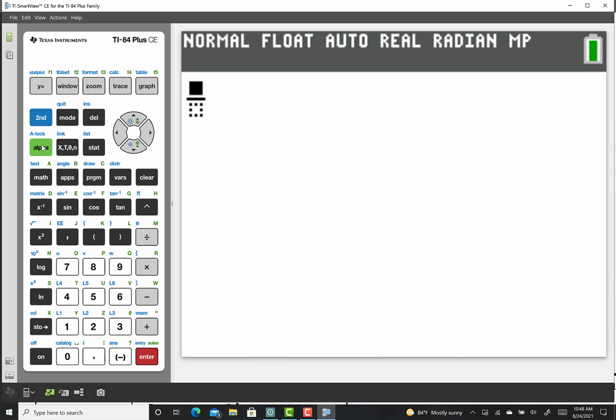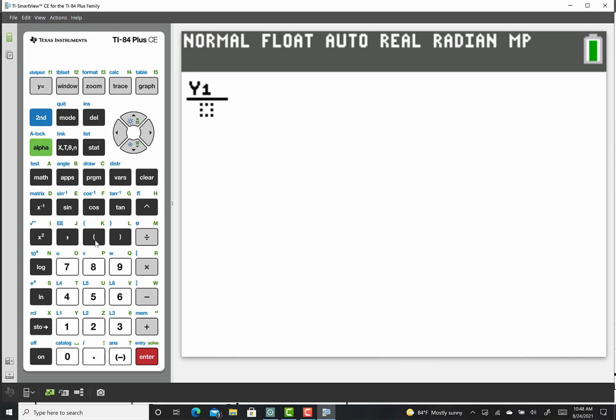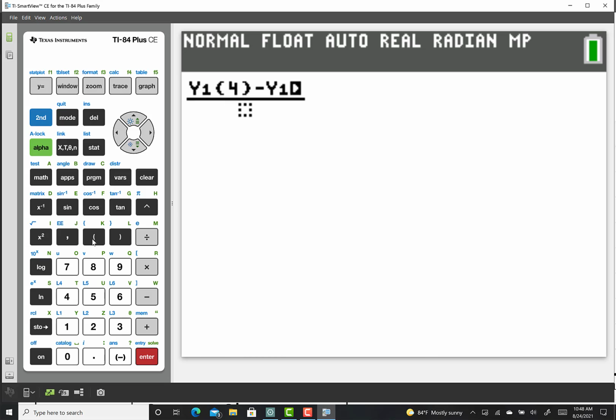All right. Alpha trace, and then push enter. And then open parenthesis, put number 4, and then close it. Minus alpha trace, push enter, open parenthesis, put 3, close it. So what that's telling the calculator is to do y1 and insert the x value 4, minus y1 again, and insert the x value 3. That's what it's telling the calculator.